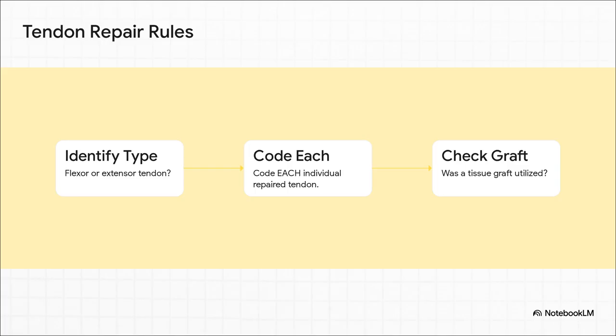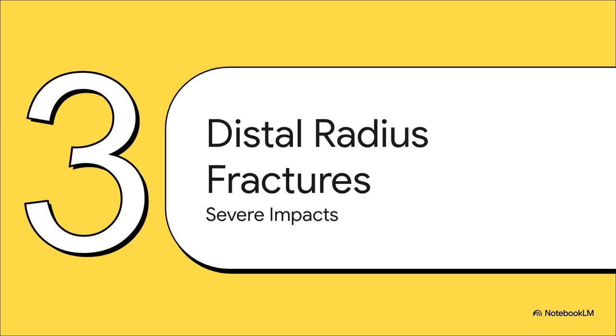Step 2, and this is huge, you must code based on each individual tendon repaired. So if a surgeon fixes 3 flexor tendons in the wrist, you are reporting that repair code 3 separate times. And finally, step 3, carefully read that operative report to see if a tissue graft was utilized to bridge a gap in the tendon. If a graft was used, boom, that bumps you up to an entirely different, much more complex code.